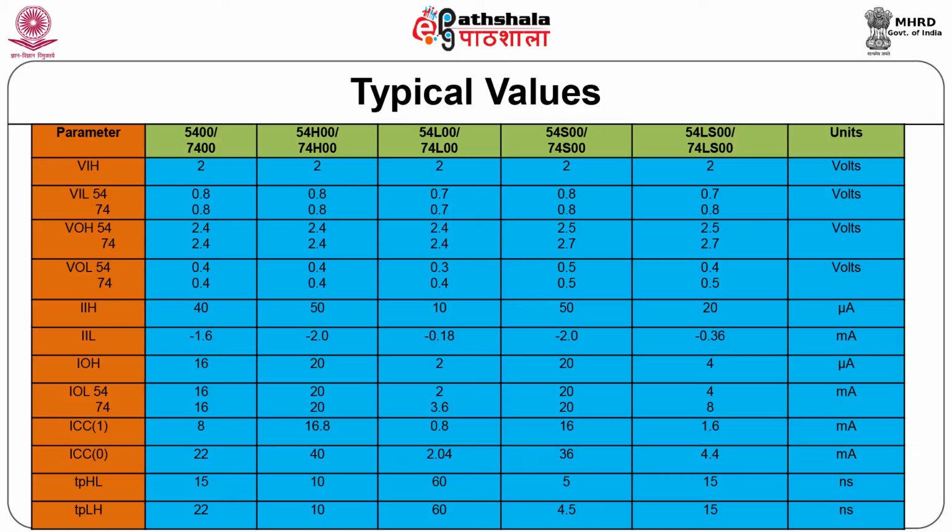The value of propagation delay when it goes from high to low, TPHL, is 15 nanosecond for 7-4 series, 10 nanosecond for 7-4H, 60 nanosecond for 7-4L, 5 nanosecond for 7-4S and 15 nanosecond for 7-4LS. And TPLH, that is when it goes from low to high, is 22 nanoseconds for 7-4 series, 10 nanosecond 7-4H, 60 nanosecond 7-4L, 4.5 nanosecond 7-4S and 15 nanosecond 7-4LS.